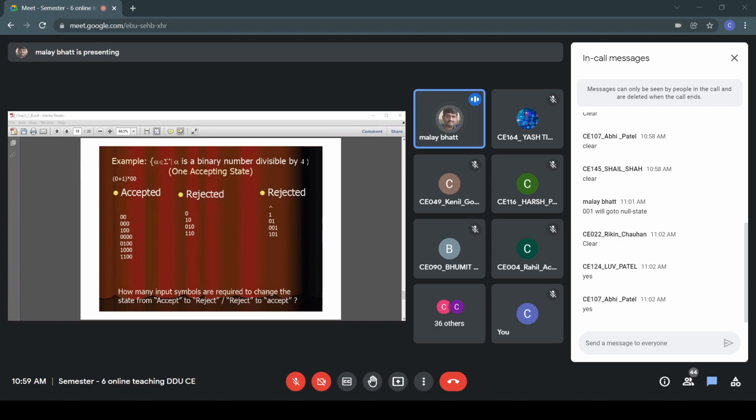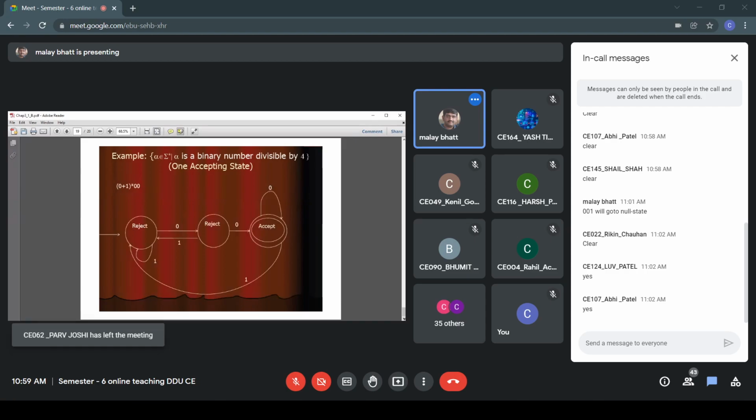Okay, so we'll represent this in the form of a diagram. It is a binary number divisible by 4. You can see that we have a null state, we have a self loop for 1. From the accept state, we have a self loop for 0. From the accept state on input 1, we'll go to a null state, that is 0 0 1.